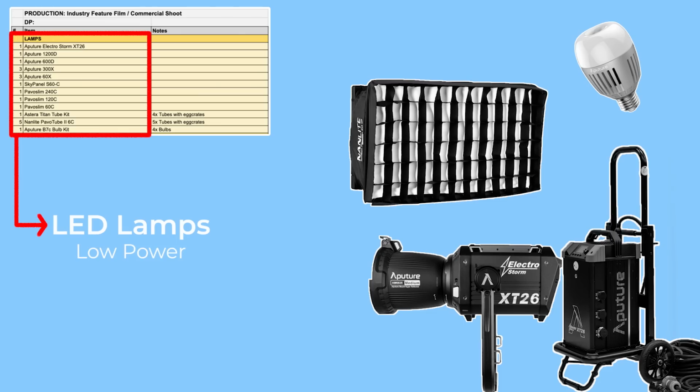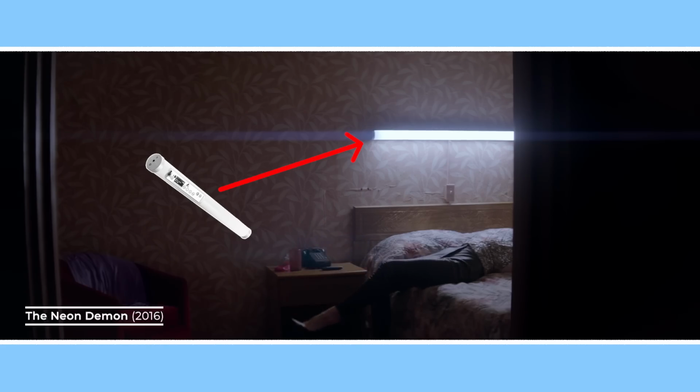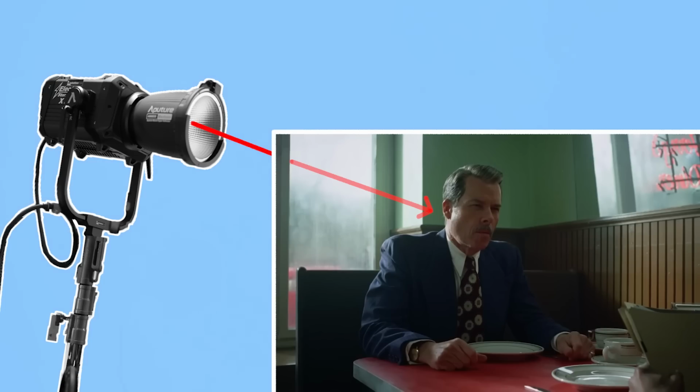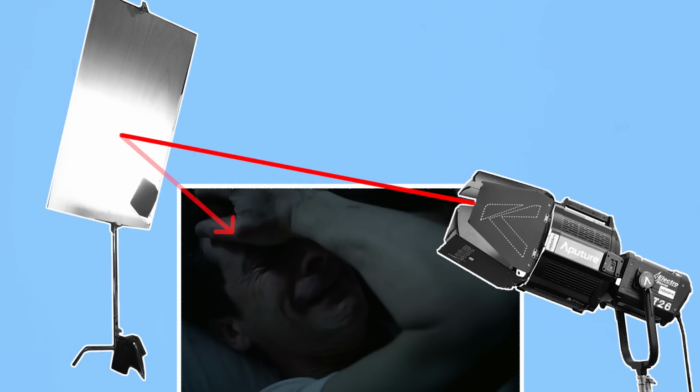In the case of this imagined indie or medium budget feature, I've gone for a fully LED lighting package, due to the lower power needed to run them and the ability to easily dim and change their color temperature or RGB color. I've gone with different types of lamps which may be useful in different situations. I've added some higher output COB lights, an XT26 Electrostorm, a 1.2K, and a 600, which can be used to create a controllable sunlight effect by placing them outside windows, or bounced or diffused to create a moon source at night.